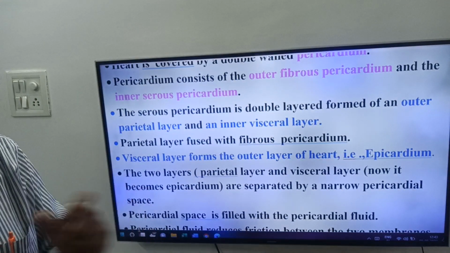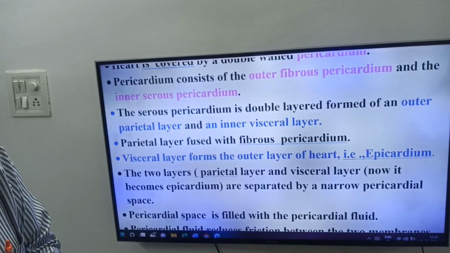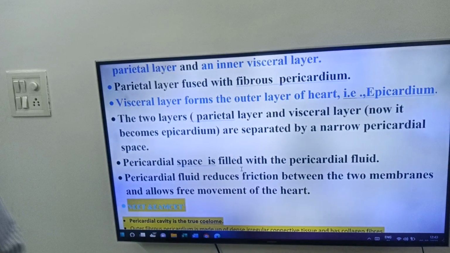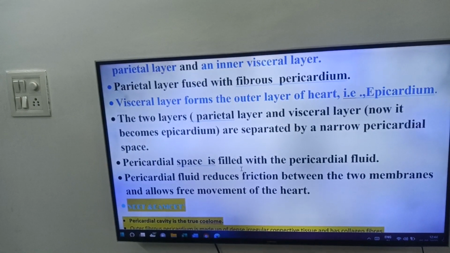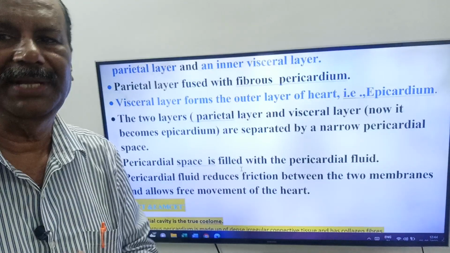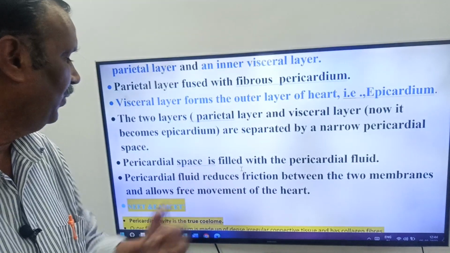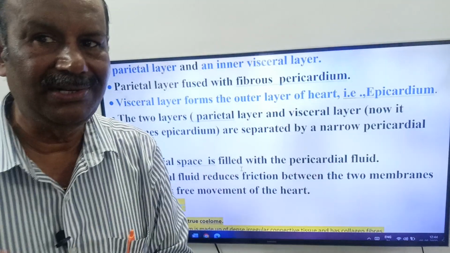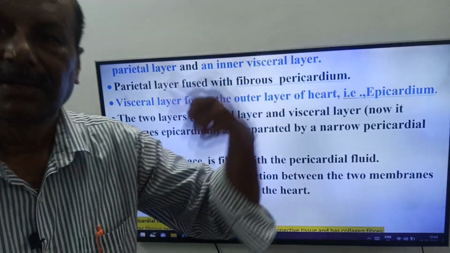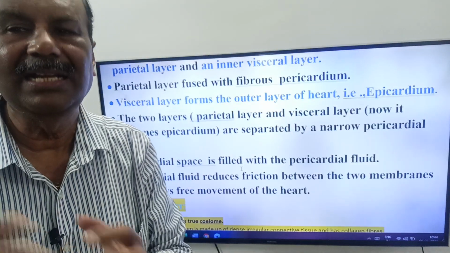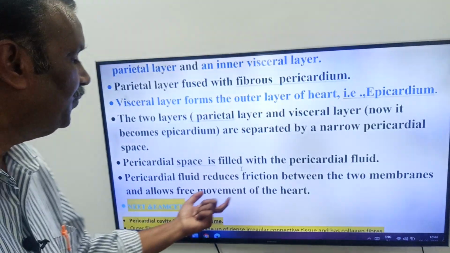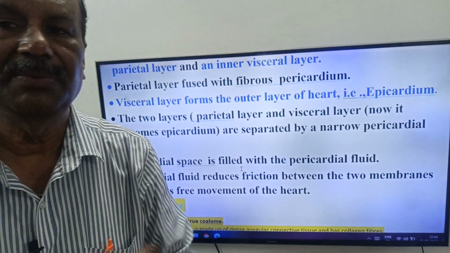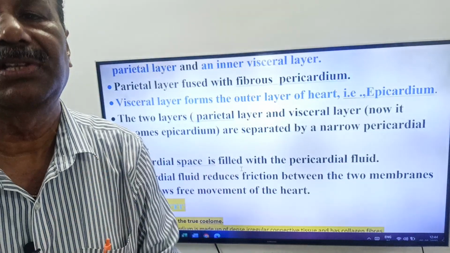Okay, friends. This pericardial space is filled with whom, friends? It is filled with pericardial fluid. Then what is the use of the pericardial fluid? This pericardial fluid reduces the friction between the two membranes. What are those two membranes, friends? Outer parietal layer and inner visceral layer, and allows free movement of the heart. So it reduces the friction between two membranes of the heart.